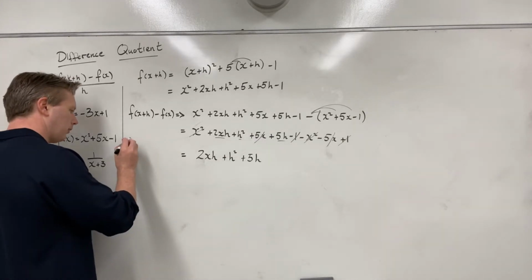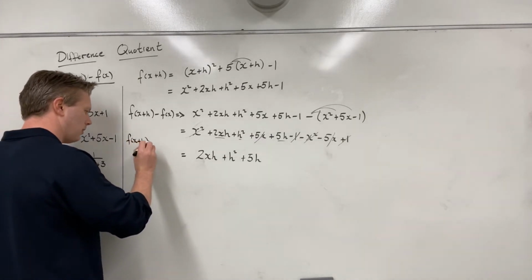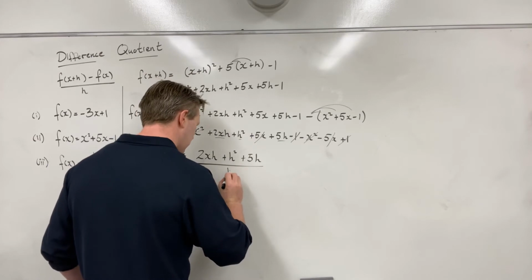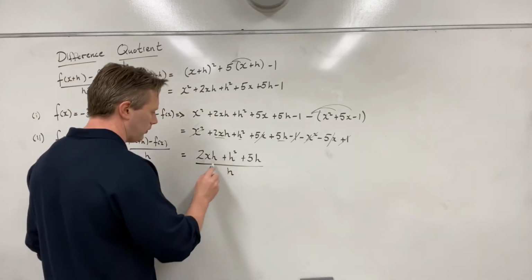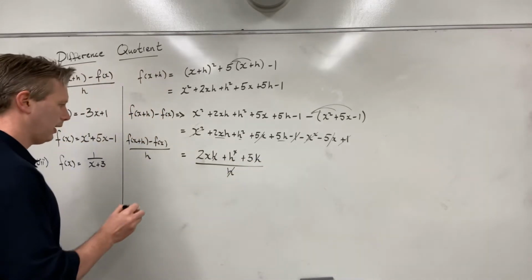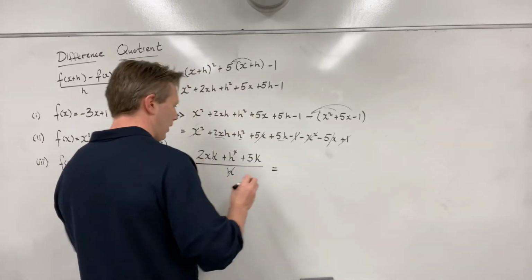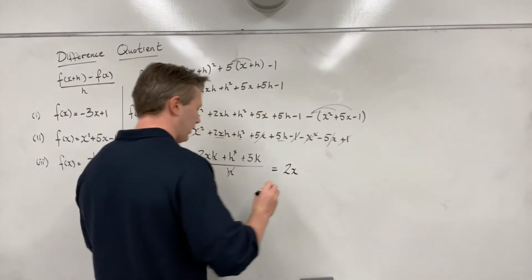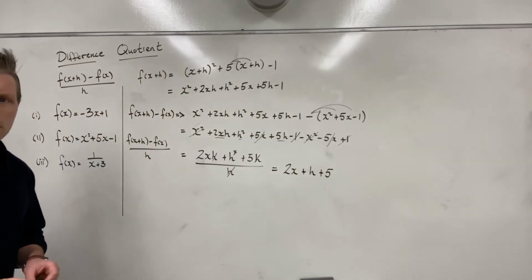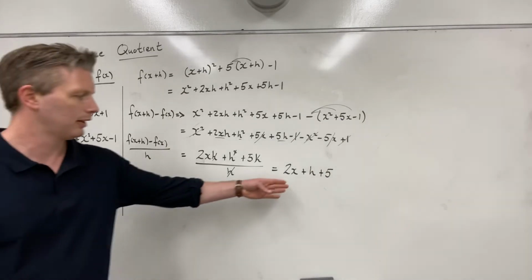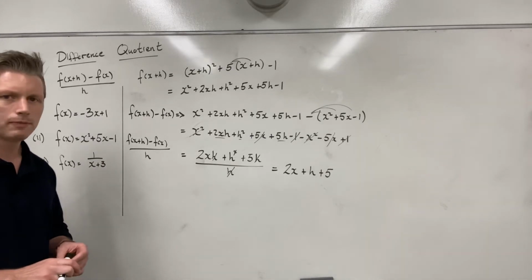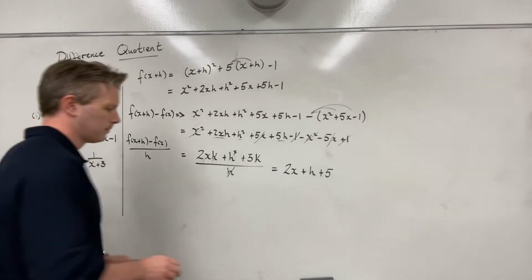And now I will divide this, as f of x plus h minus f of x, and I'll divide the whole thing by h. I'll divide this by h, and I will lose an h here, and an h here. And so I will be left with 2x plus h plus 5. And this is my final answer. This is f of x plus h minus f of x, all divided by h. 2x plus h plus 5. That's part 2 complete. Final part.